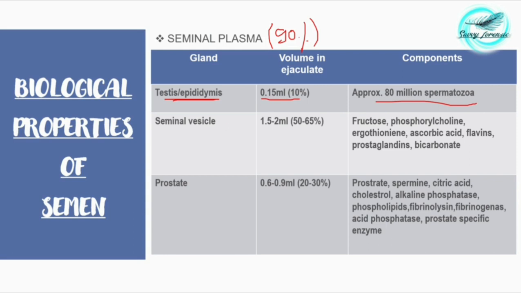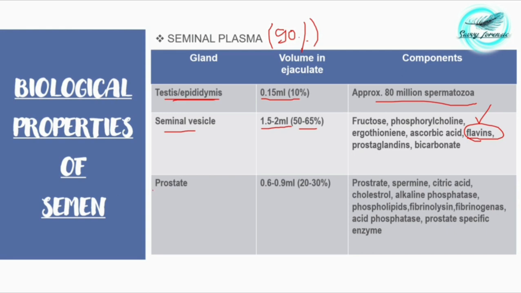Again, the second one is the seminal vesicle gland. Its constituent in the ejaculate will be 1.5 to 2 ml, which will be approximately 50 to 65%. It consists of components such as fructose, phosphoryl choline, ergothioneine, ascorbic acid, flavins, as I told you earlier, that give fluorescence when they are irradiated with UV light, the prostaglandins, and the bicarbonates as major components.